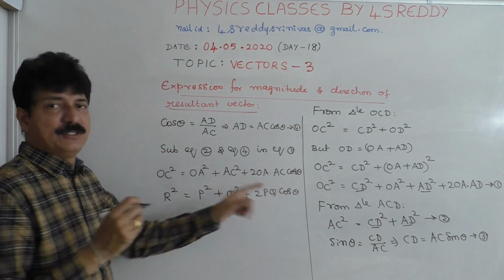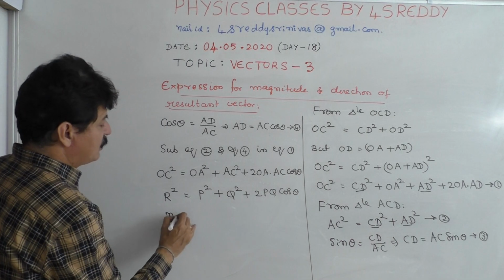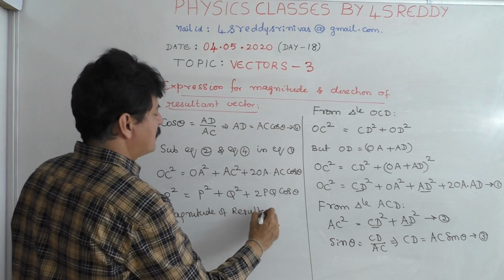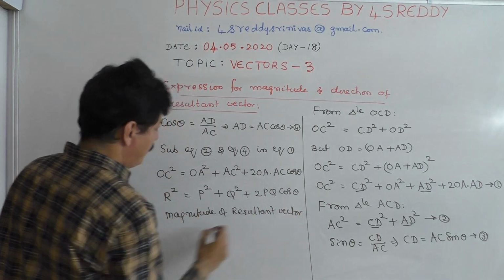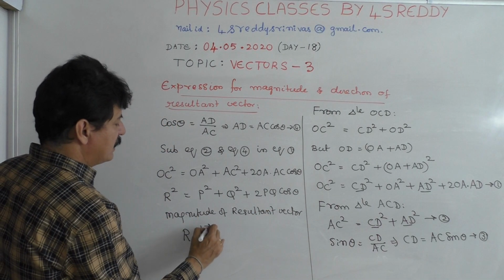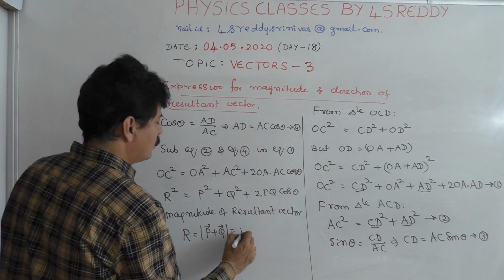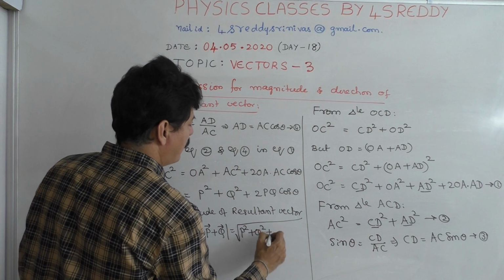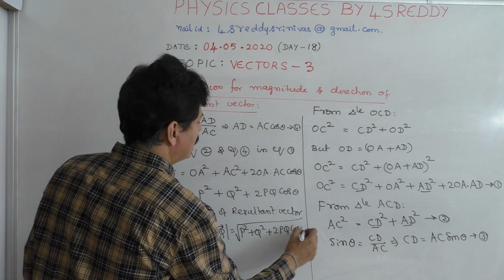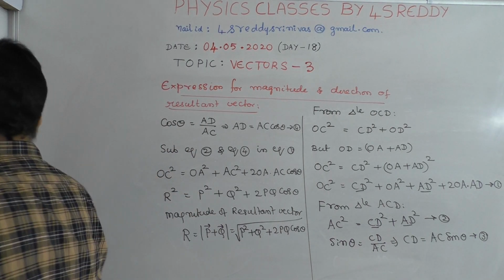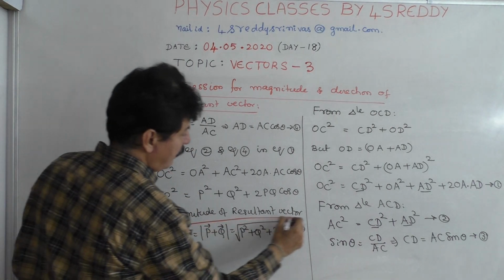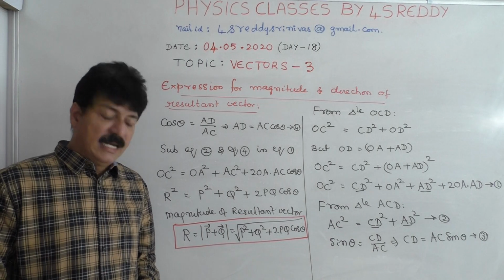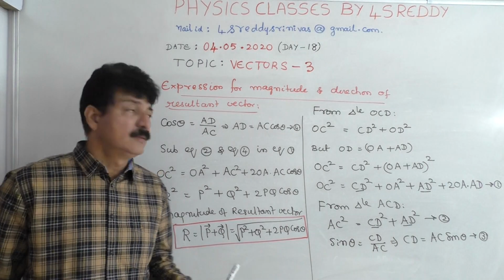We calculate the magnitudes of this. Therefore, the magnitude of the resultant vector is given by R is equal to magnitude of P bar plus Q bar is equal to root over P square plus Q square plus 2PQ cos theta. This is the very, very important derivation that we require. That is the resultant vector for the given.